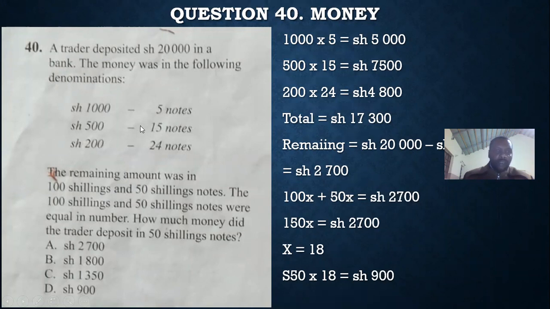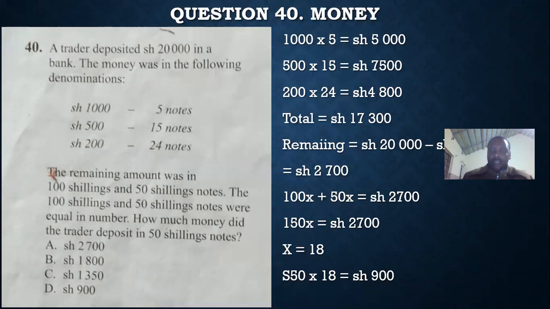Let's know the values first, which you are given here. 1,000 times 5 notes, which is 5,000 shillings. 500 shillings times 15 notes, that is 7,500 shillings. 200 shilling notes, and there are 24 of them, that means 4,800. When we put all that together, we get 17,300.